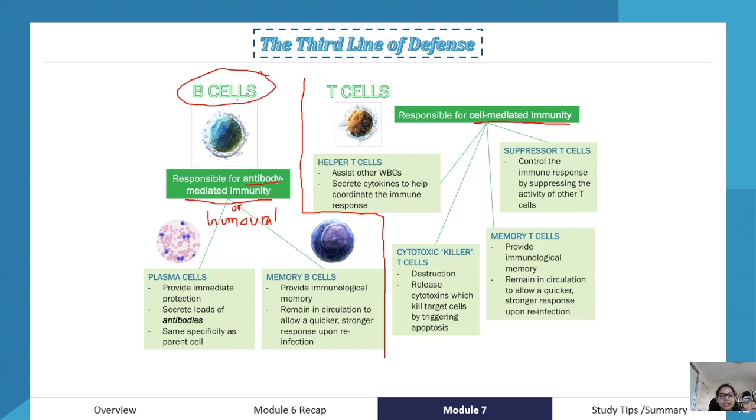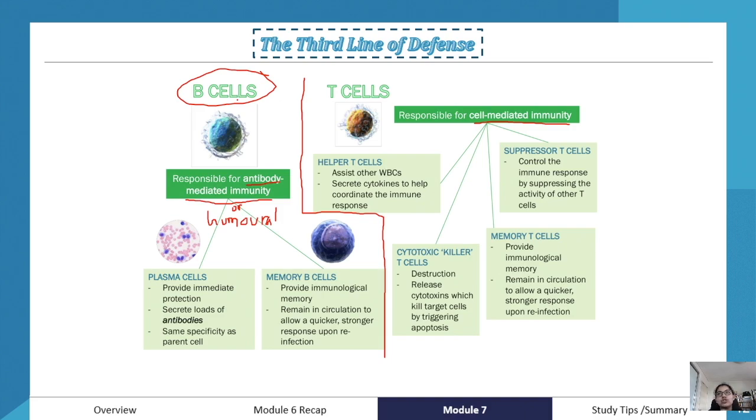And the way I like to remember these different types of T cells is to think of it like a friend group. So we've got 4 types of friends. We have firstly the helper T cells. These helper T cells play a huge role in helping out the other white blood cells, including the B cells. And what they do is they secrete cytokines to help coordinate the immune response.